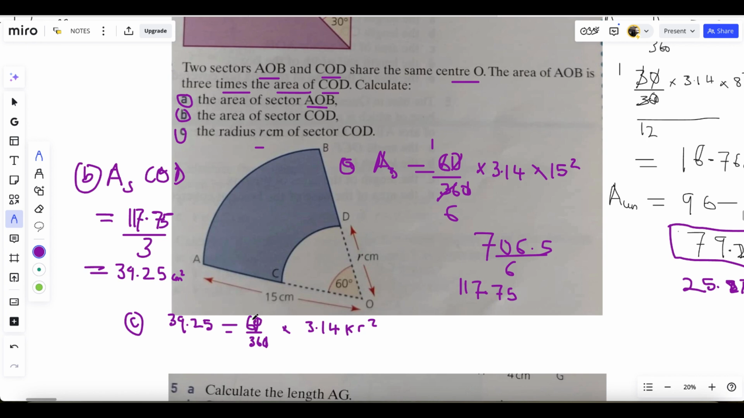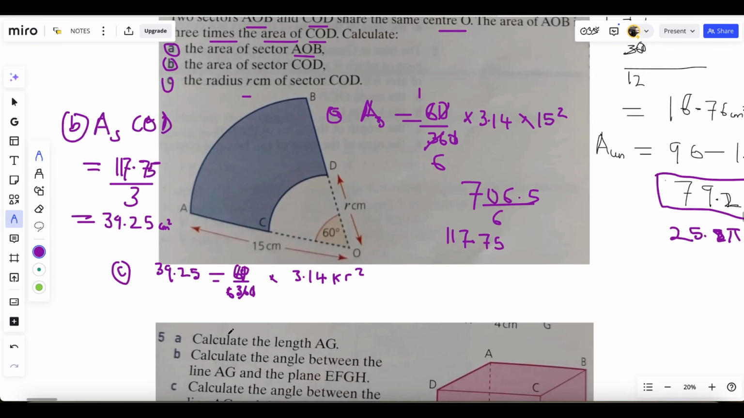We have this 6 goes here, we get 1, and 6 goes here, we get 6. So we have 6 here. So we cross multiply: the 6 at the bottom times this 39.25. 39.25 times 6, what do we get? Let's know what we get on the left.